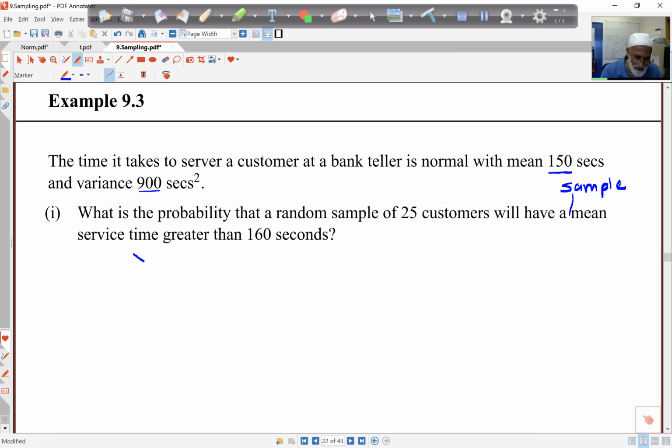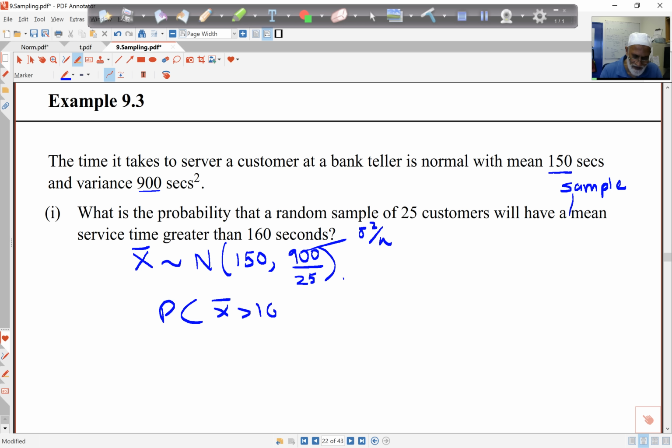So x bar here is my sample mean, and that will have a normal distribution. The mean is 150 seconds, so that will stay as 150. And the variance is my sigma squared upon n idea. Sigma squared here is 900, and the sample size n is 25. What I'm looking for is the probability that my 25 customers will have an average service time bigger than 160 seconds. In the usual way I standardize: bigger than 160, the mean is 150, and the standard deviation is the square root of 900 on 25.